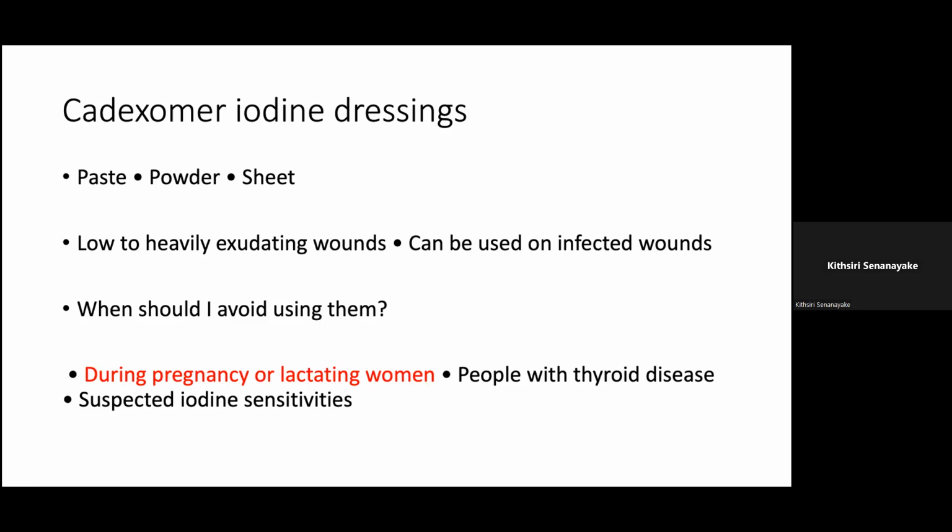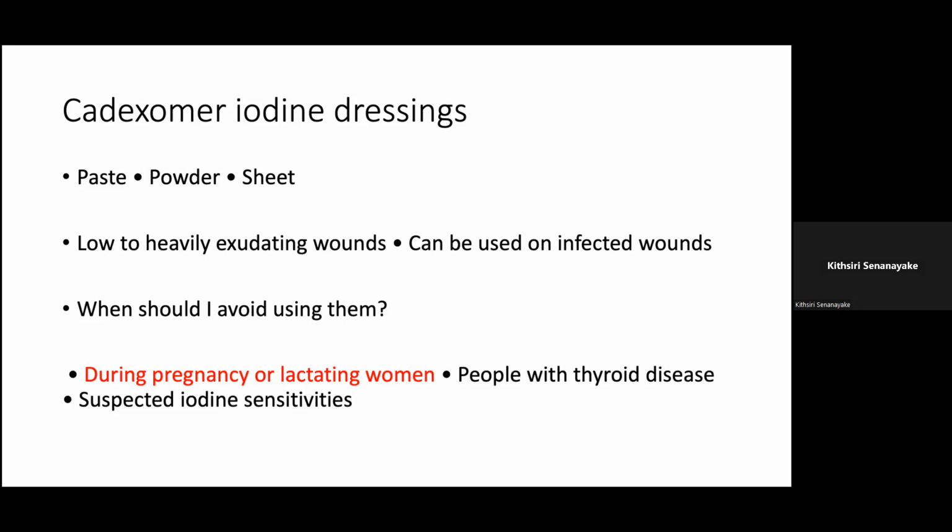So I'll talk a little bit about iodine and the iodine products we can use for wounds. You should not use pure iodine on wounds because it is very toxic, causes allergic reactions and actually delays healing. So in the clinical setting, we use two types of iodine. One is povidone iodine, which you know as betadine, and the other is called cadexomer iodine. These are the two types of iodine we use for wound care purposes.